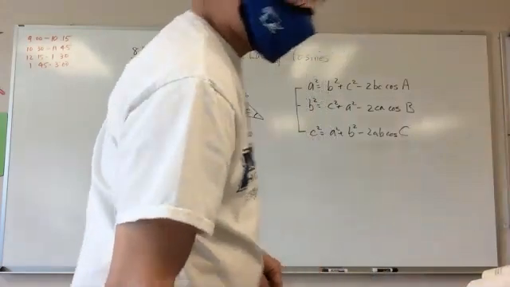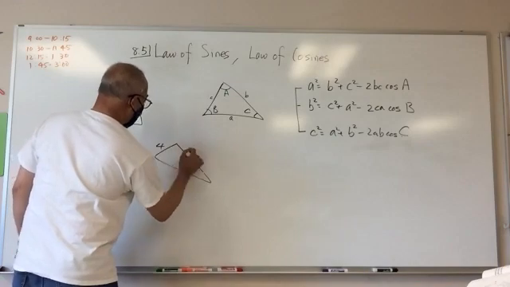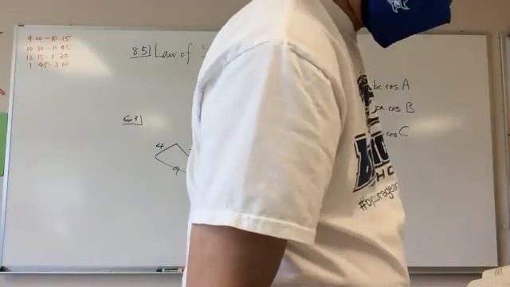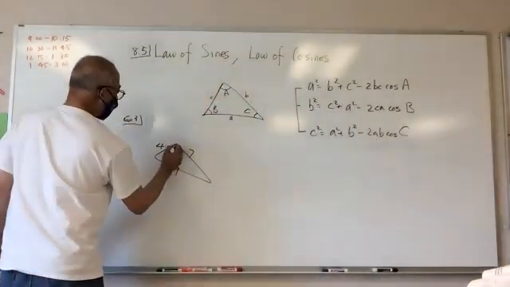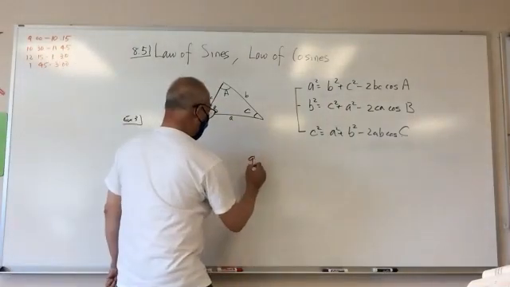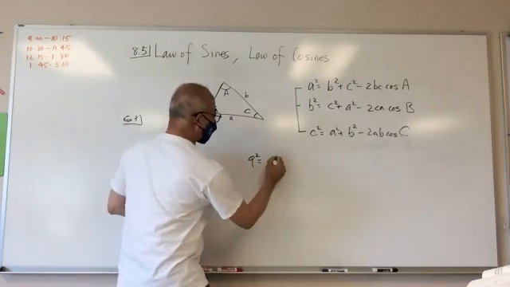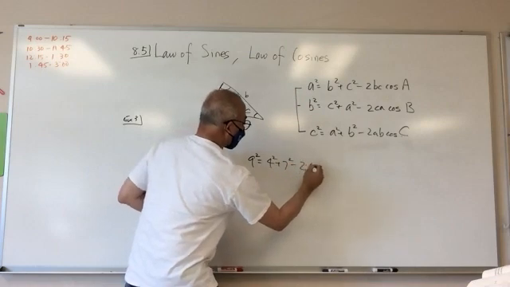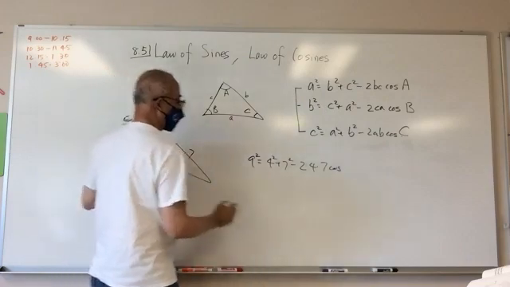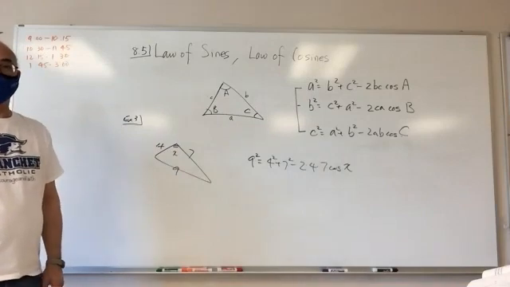We have 4, 7, and 9. I know none of the angles, and they want me to find this angle right here. Okay, so I'm going to get 9 squared is equal to 4 squared plus 7 squared minus 2 times 4 times 7 cosine, and we're going to call this x. It's going to be cosine x. Okay, and so you figure this out.